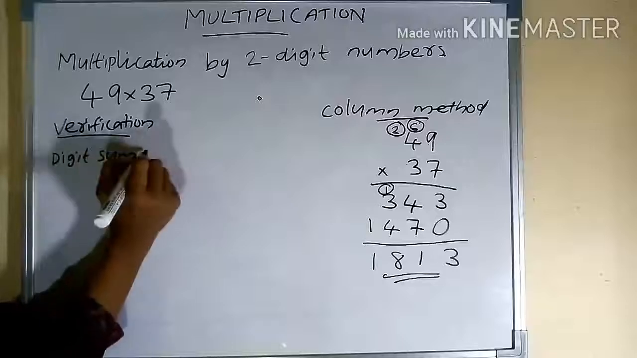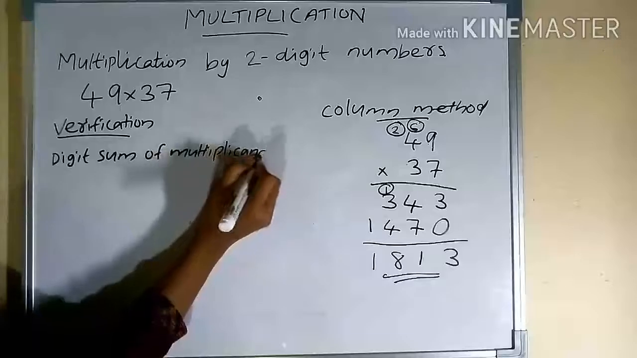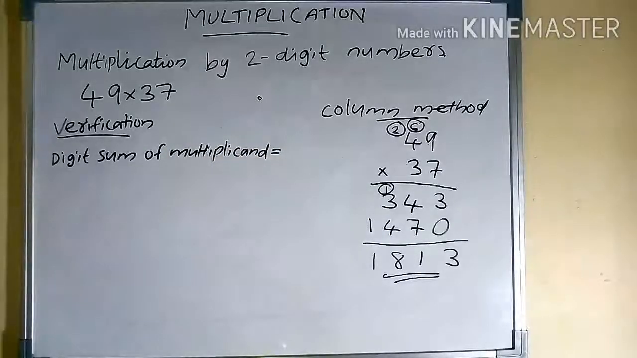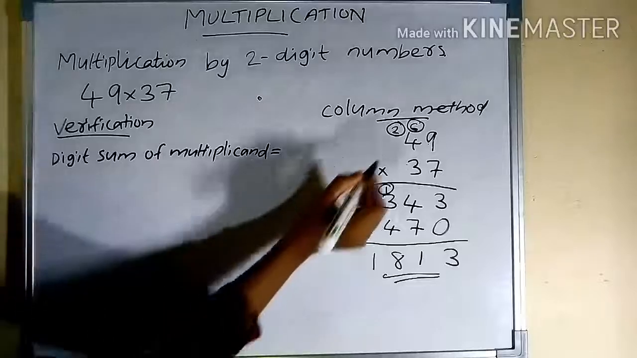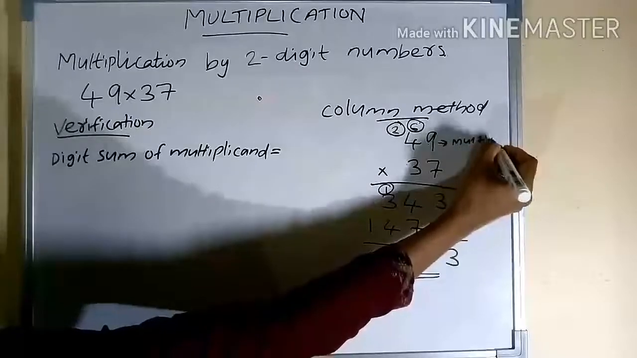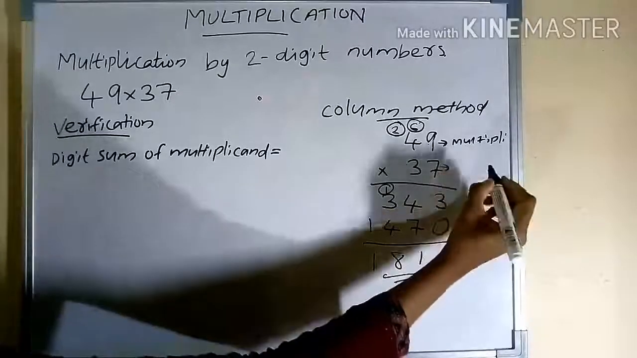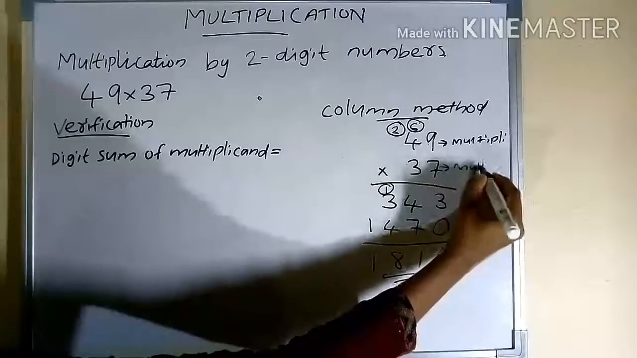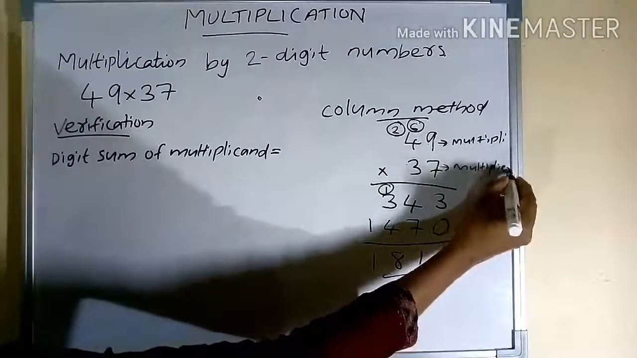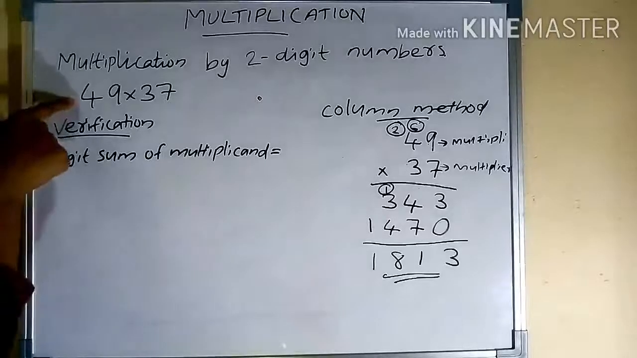First we find digit sum of multiplicand. We know about multiplicand and multiplier. That means the number that is multiplied is multiplicand. So in this question 49 is multiplicand. And 37 is multiplier. That means the number by which it is multiplied is multiplier. So in this question 37 is multiplier and 49 is multiplicand. So for the verification of this question, first we find digit sum of multiplicand.